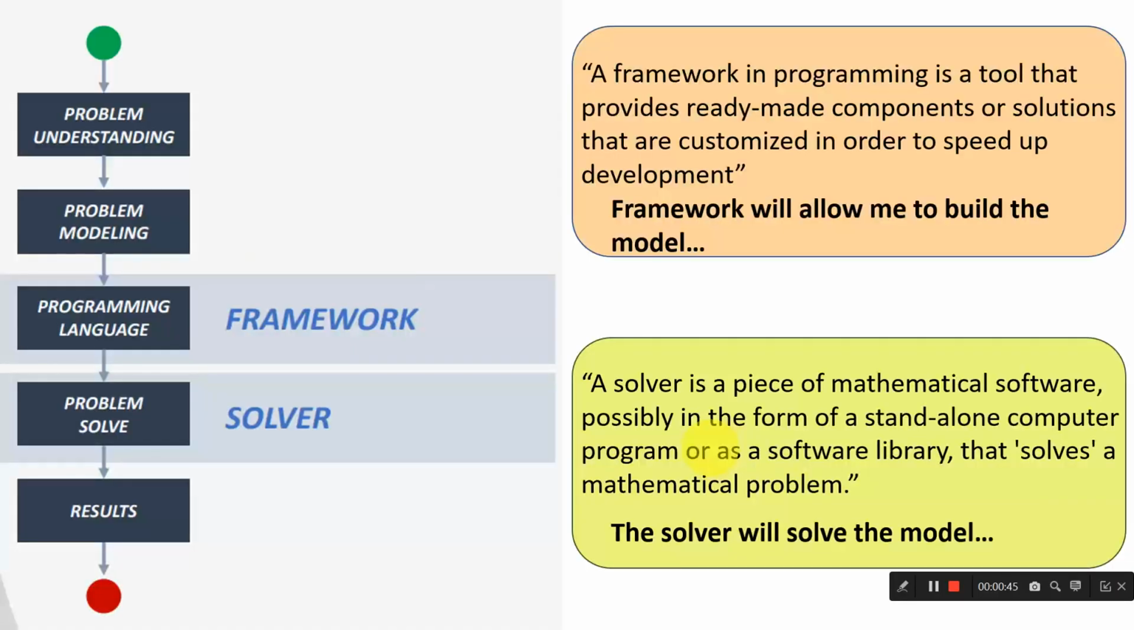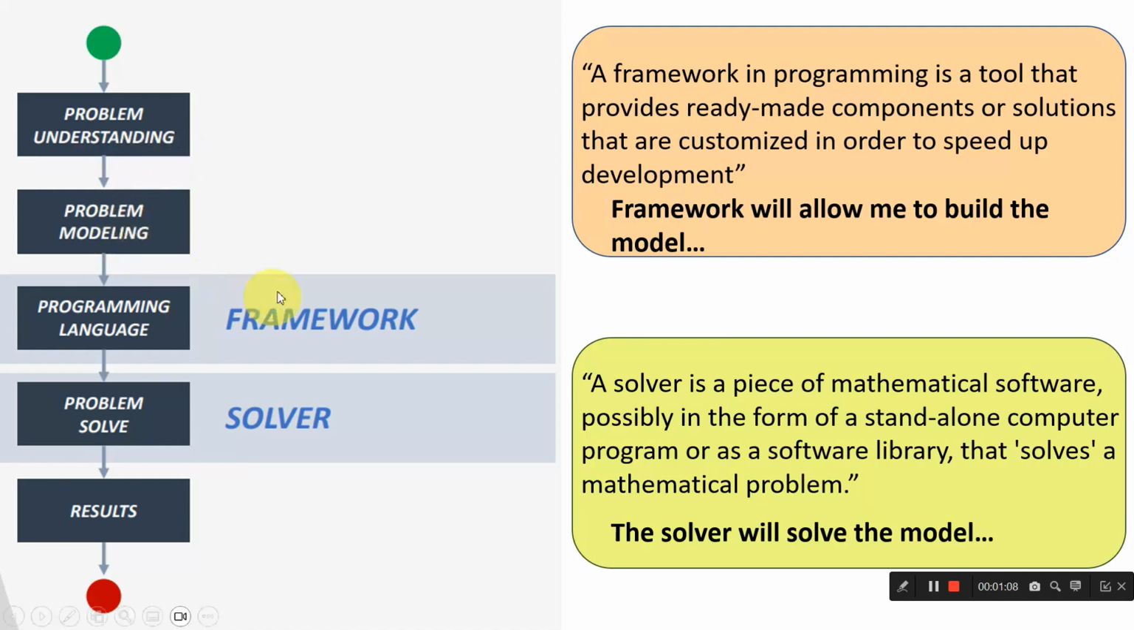Well, when you are trying to solve a problem via optimization, you have at least 5 steps, and these 5 steps are summarized here on the left side. First, you have to go through the problem understanding, and most likely that means interviewing a lot of people that deal with this problem. Then the translation of the problem into a mathematical model. That's what we did on the previous video.